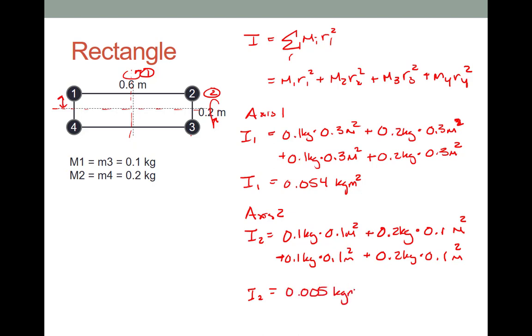0.05 kilogram meters squared. So why is the moment of inertia about axis 1 bigger than the moment of inertia about axis 2? What it comes down to is that the masses are located further from the axis, and therefore they are harder to rotate, giving the larger moment of inertia for axis 1.